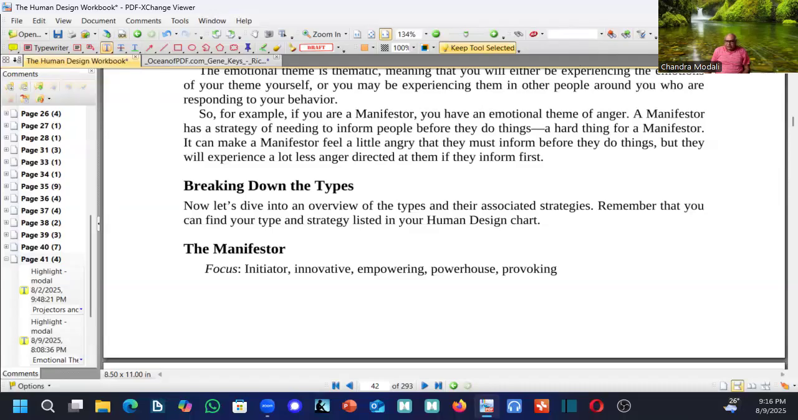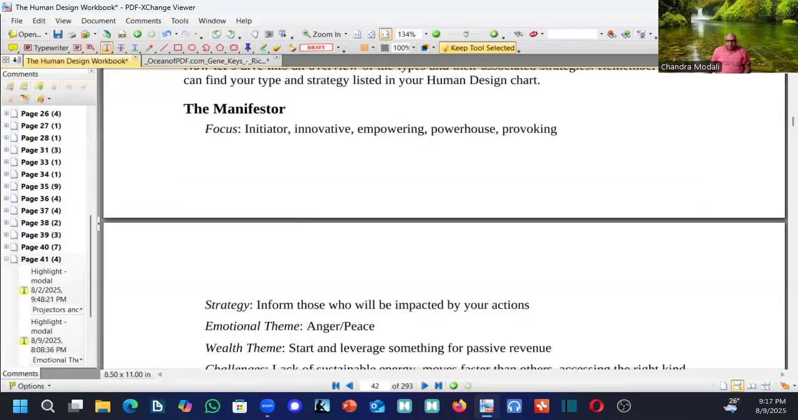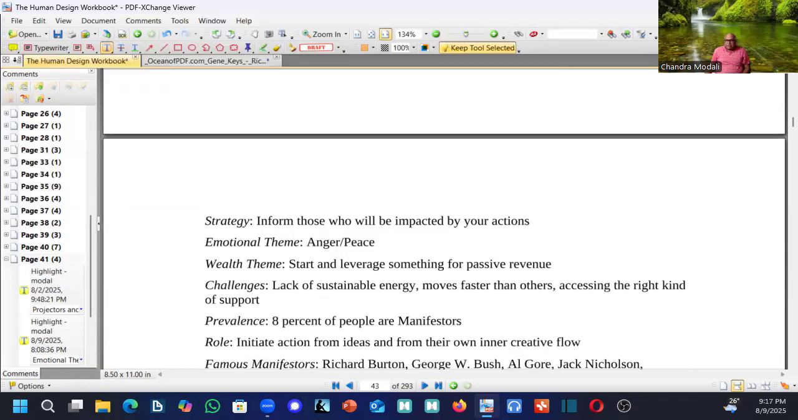The manifestor. The focus area for a manifestor is that he is an initiator. He is innovative. He is empowering. He is a powerhouse and he is provoking. That is the focus area of a manifestor. So, his strategy becomes: inform those who will be impacted by your actions. That is the strategy you must take. The emotional theme is either anger or peace. Follow this strategy, you will experience peace. Stay away from it, right?